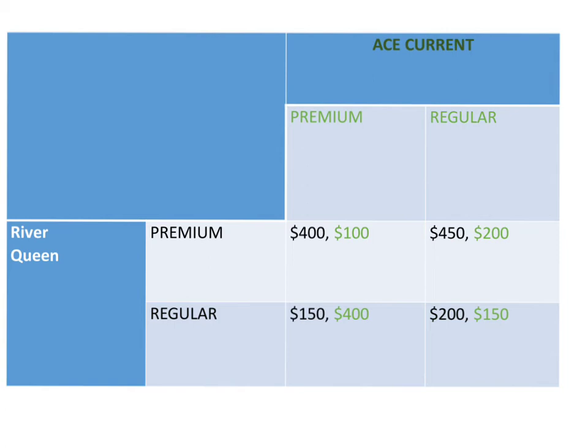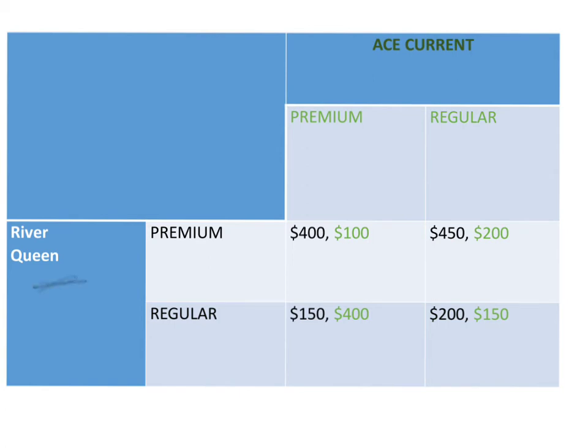Always the one that's most on the left is going to be for the player that's on the left, okay? And you can kind of use a pen to suggest where you might see a best response, and it'll help you figure out a dominant strategy, or if not, at least a best response. So let's look first at River Queen.